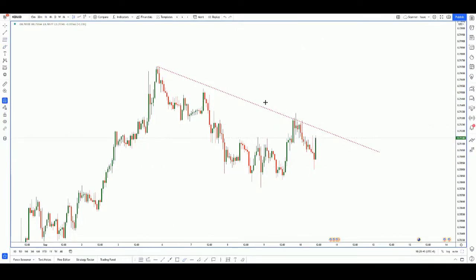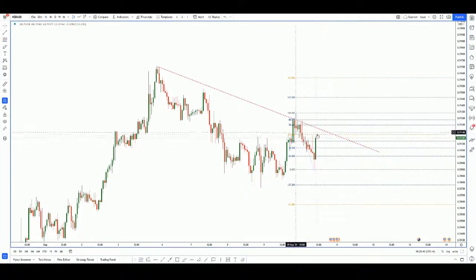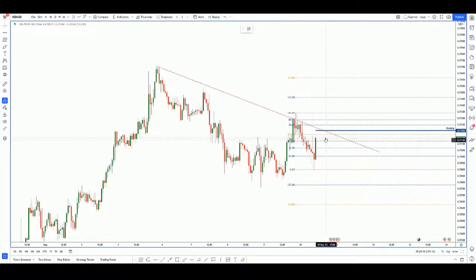So we can use Fibonacci retracement from the high to the low, open up all Fibonacci ratios. There's a 61.8 here, but I'm thinking price may actually spike slightly higher to this level where we can actually have our entry in line with the descending trend line resistance. So you can see a big push up.